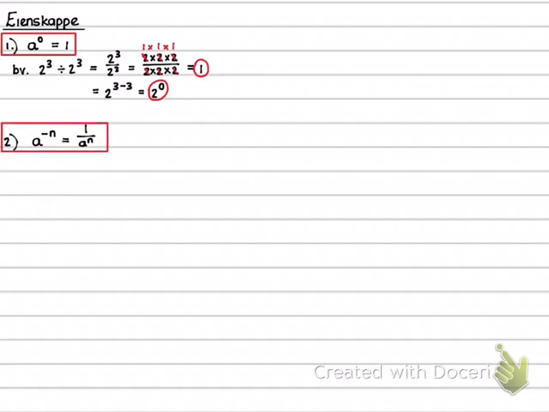So let's look at the example to prove it. First of all, we have 2 to the power 4 divided by 2 to the power 5. And I'm first going to do it numerically.